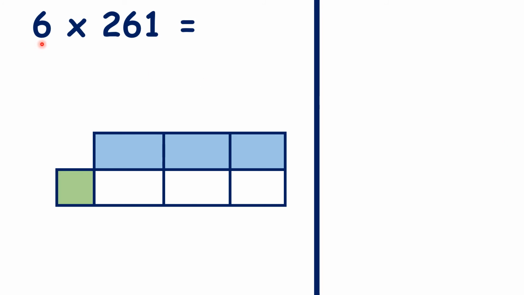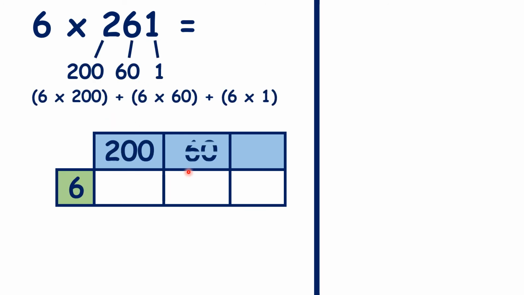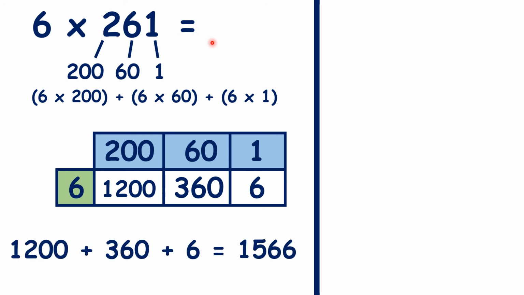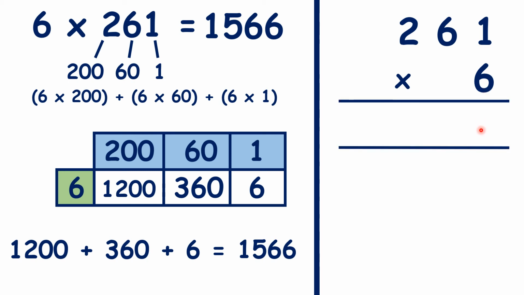We know how to solve 6 times 261 using the grid method. So now let's use the column method. We write the larger number first, make sure our place values are lined up, and we're ready to answer. 1 times 6 is 6.